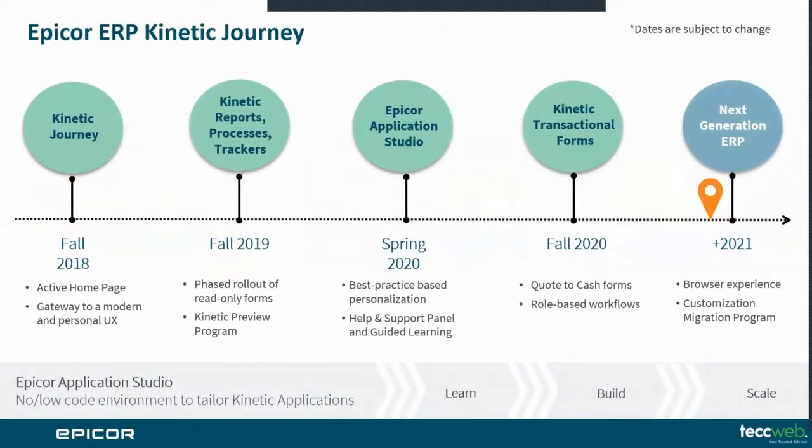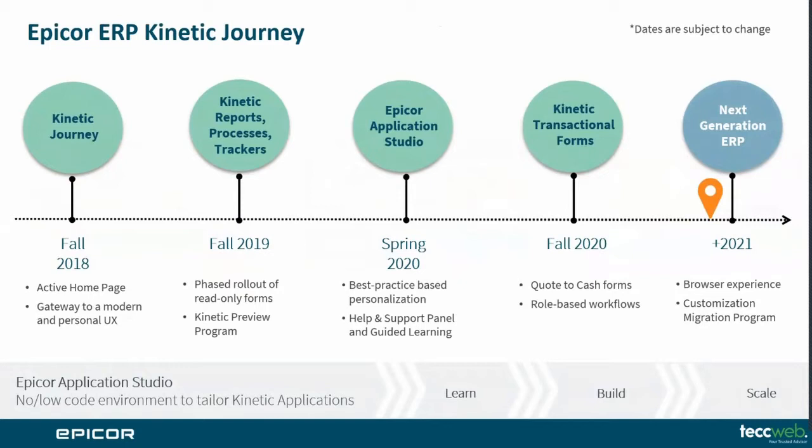So Kinetics was first introduced back in the fall of 2018 with the active homepage, really allowing users to start to personalize their interactions with the system. So more than just a favorites, but making sure they're pinning those screen items that they want to see, as well as what we'll see in our demo is some really neat ways of interacting with data.